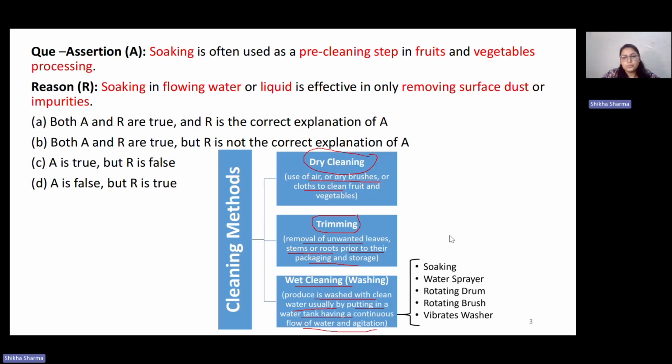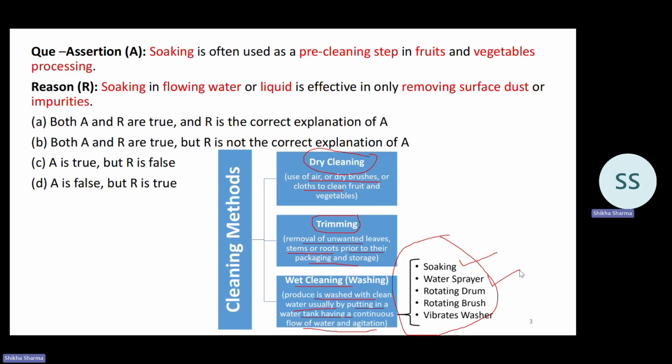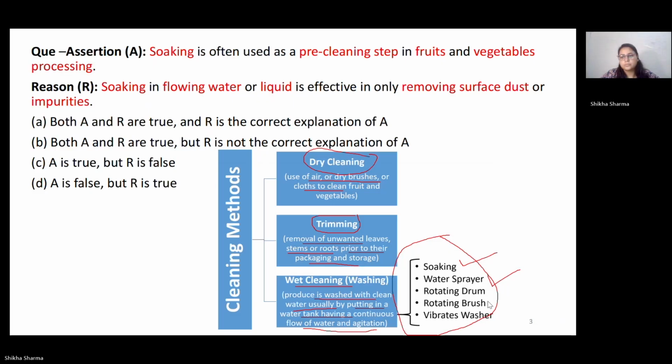Wet cleaning or washing has further methods of doing it, like soaking, water sprayers, rotating drums, rotating brushes, and lastly vibrating washers, which can be used for the wet cleaning of fruits and vegetables.